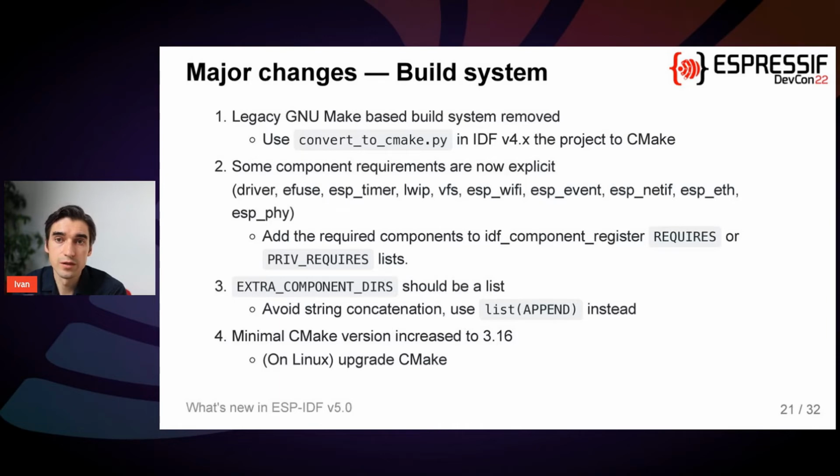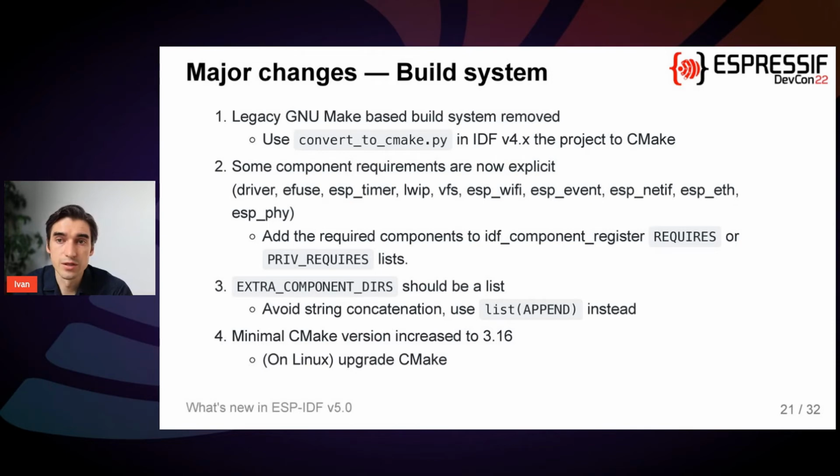So you will have to declare dependencies on these components now explicitly, and this is done by adding these components to the requires or priv_requires list in your component's CMakeLists file. Typically, the way those missing dependencies will manifest themselves is that you will see that some header file is not found. For example, you're including gpio.h or esp_timer.h, and the compiler complains that it cannot find the header file. And this most likely is because of a missing requirement in the build system.